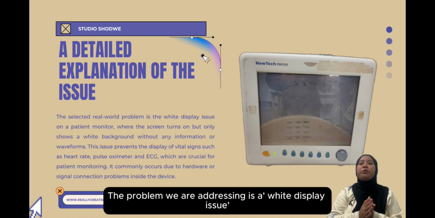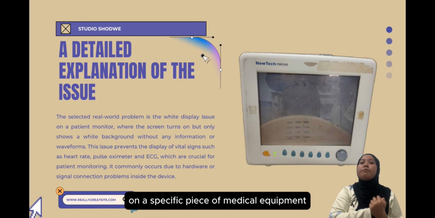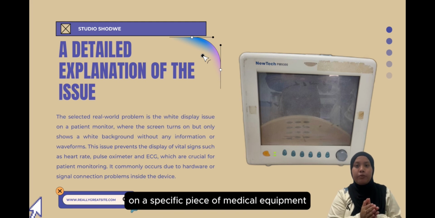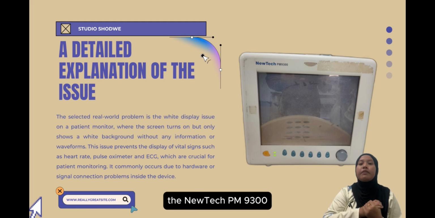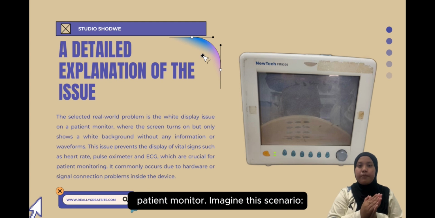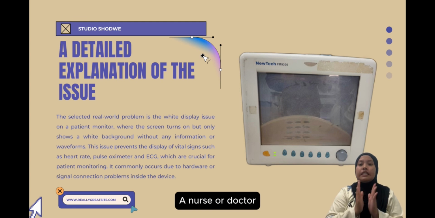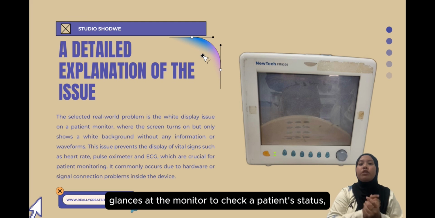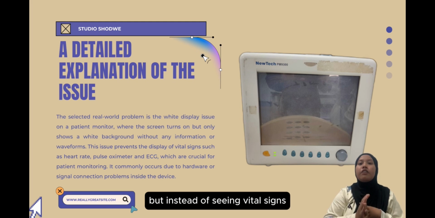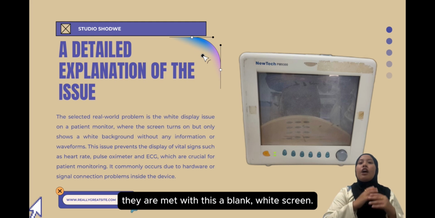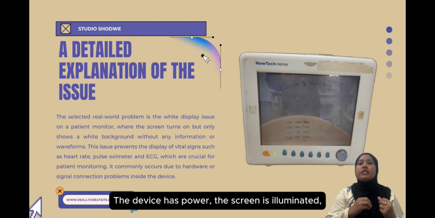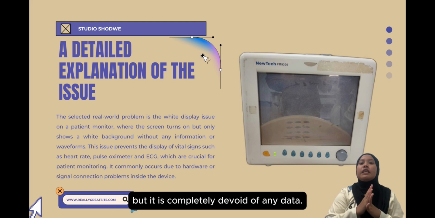The problem we are addressing is a blank display issue on a specific piece of medical equipment, the NewTech PM9300 patient monitor. Imagine the scenario. A nurse or doctor glances at the monitor to check a patient's status, but instead of seeing vital signs, they are met with this blank white screen. The device has power, the screen is illuminated, but it is completely devoid of any data.